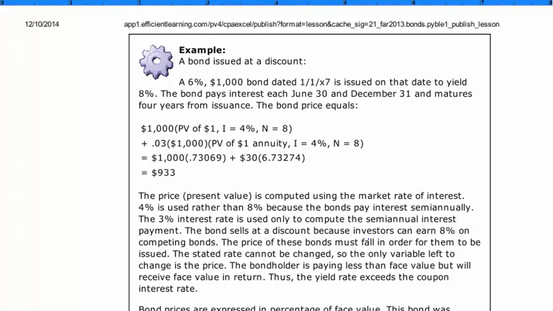This is a continuous topic for the previous one, that is an example for discount. So when the bonds are issued at discount, very simple, coupon rate and market yield rate or market rate. For example, the coupon rate is in this example a 6% bond.